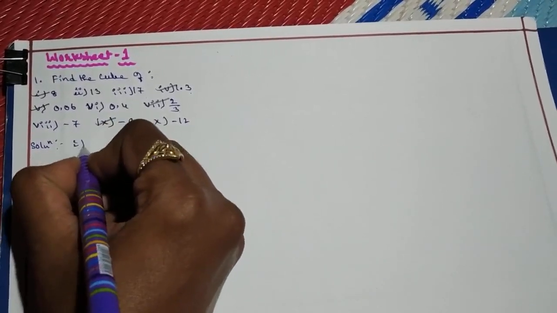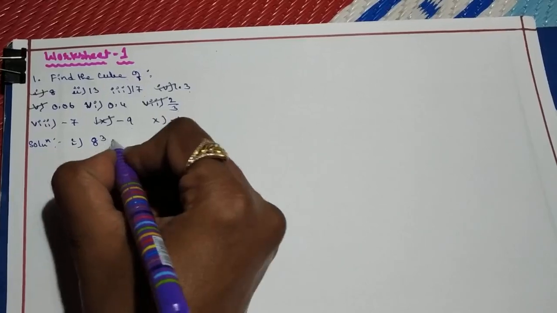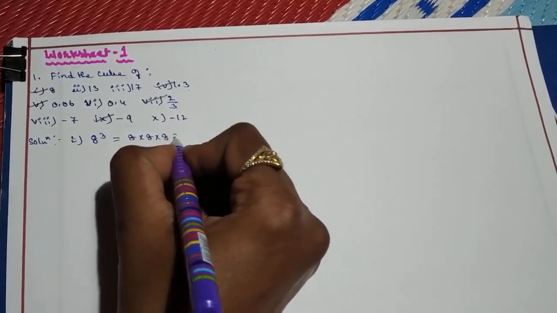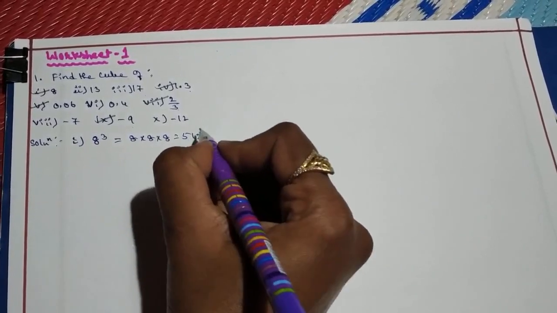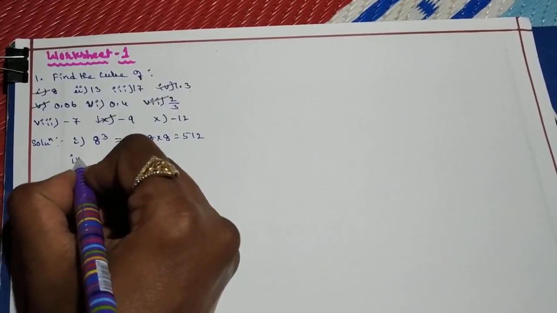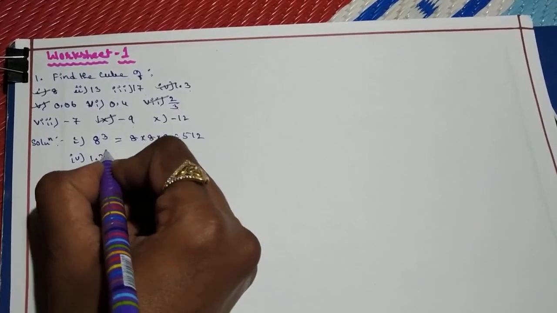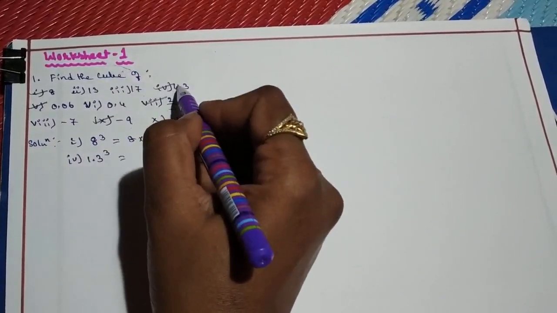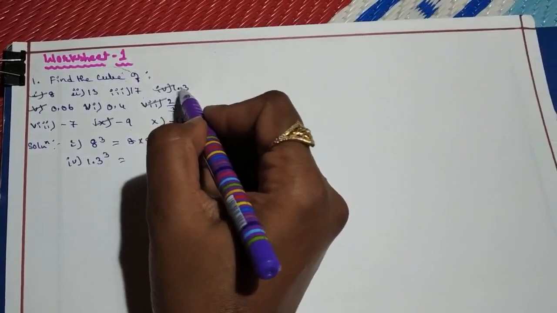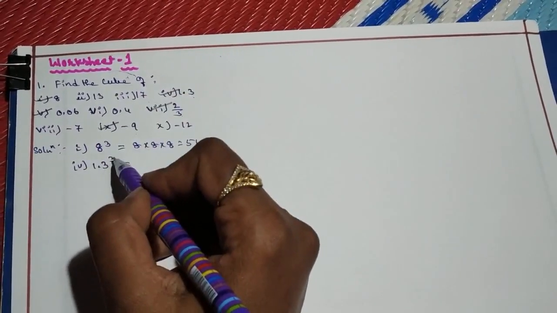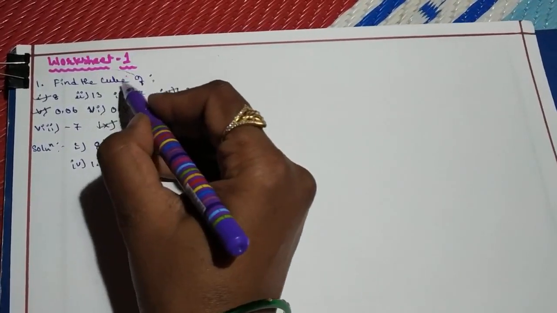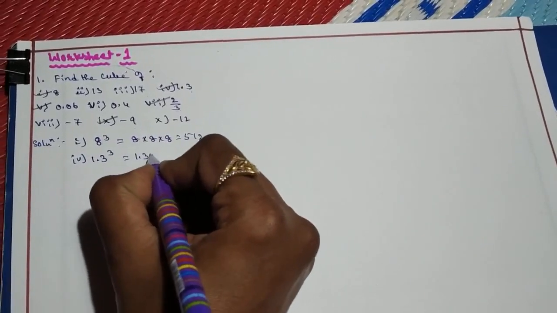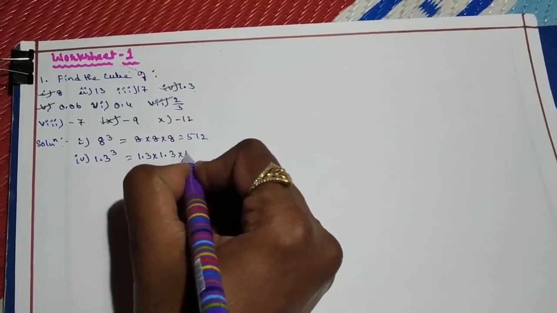First one. What is asked? Cube of 8, that is 8 cube, which is 8 into 8 into 8, which equals 512. Next is the fourth one, that is 1.3 cube. Here the given question is cube of. So when you are writing 1.3, don't write only 1.3, children. You need to write 1.3 cube because the question is just the cube of a number. So 1.3 into 1.3 into 1.3.